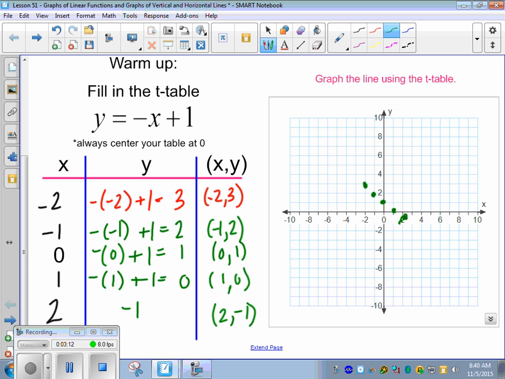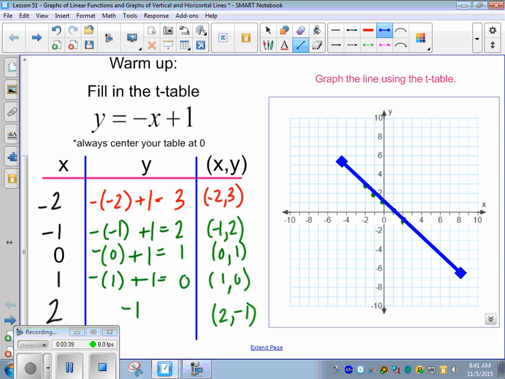So again, like Miss Weber said, once you see this pattern, your dots should form a line. If your dots don't form a line, you should go back and check your math. So now that we have our points, actually my last point looks really bad, so I'm going to fix that real quick. It should be right there. All right, once we have our points, we're going to connect them. I have a handy dandy straight line tool.